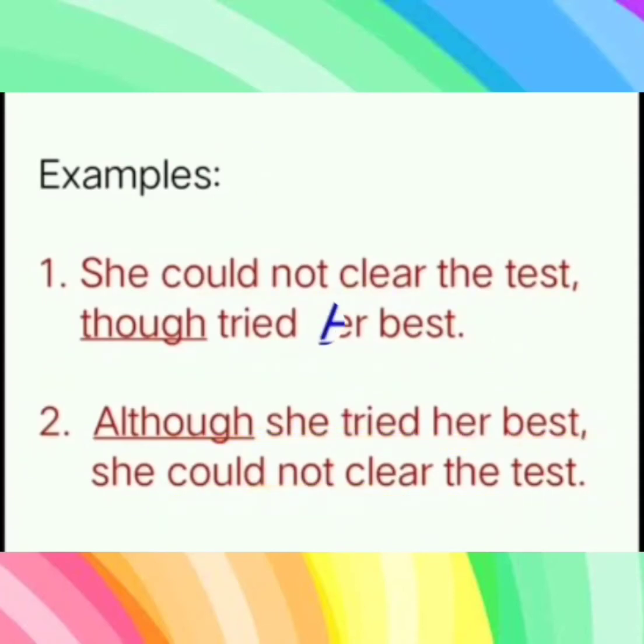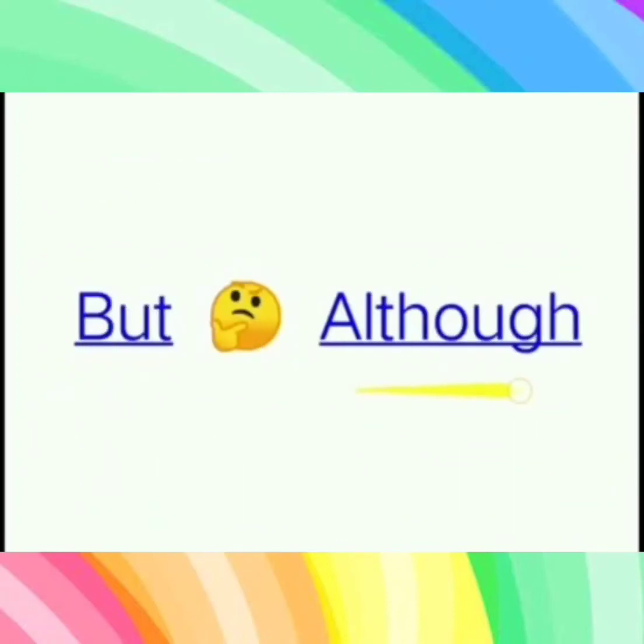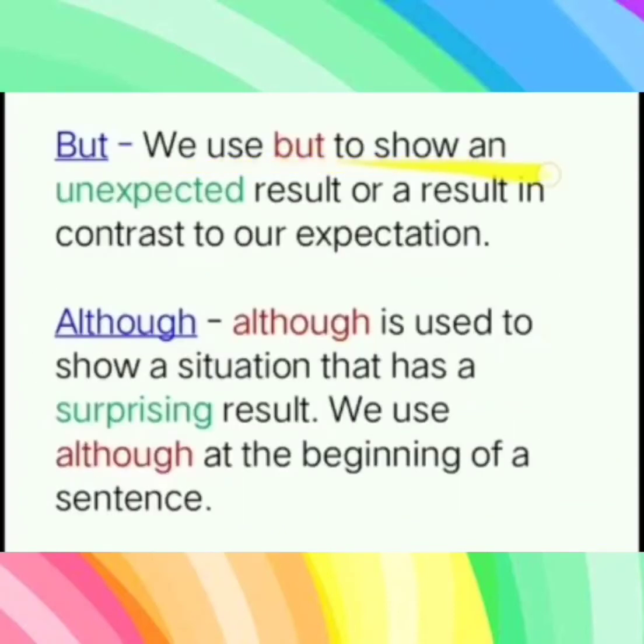Now where to use but and although? We use but to show an unexpected result or a result in contrast to our expectation, which means whatever we think will not happen there. Although is used to show a situation that has a surprising result. We use although at the beginning of a sentence. So here it is very important that although is used at the beginning of a sentence.